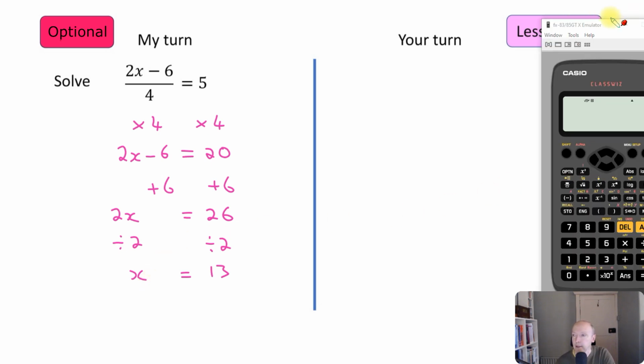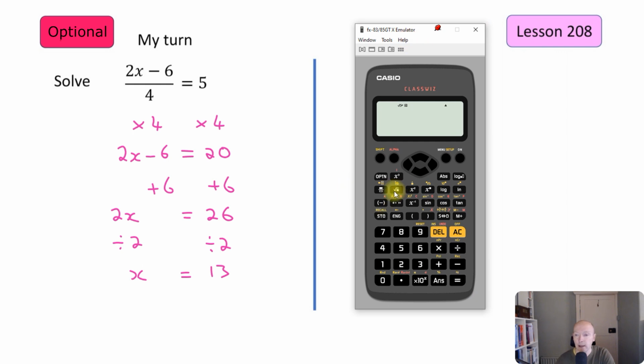Let's grab a calculator when it's deciding to behave itself. Right, so fraction button first. So that's 2 times 13. Again, remember that little invisible times sign there. So 2 times 13 minus 6. Go to the bottom and press 4. And I'm hoping when I press equals, it's going to say 5, which it does, which means I know that's the right answer.